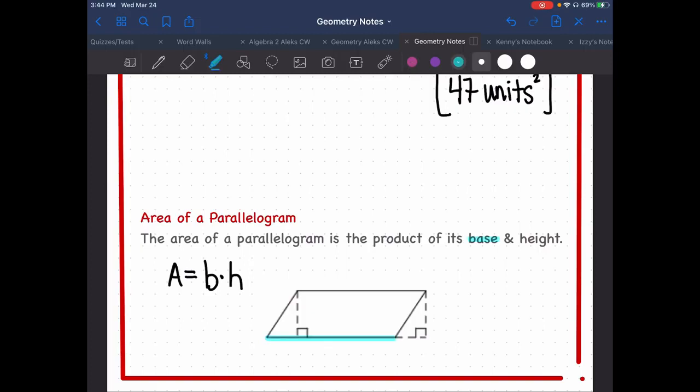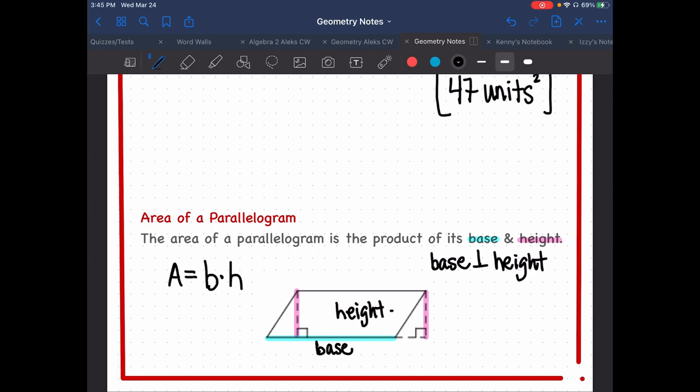Now, the base doesn't necessarily mean that it's sitting on it. The base, you have to go based on where the height is. And the height has to have a 90-degree angle. That's because your base and your height have to be perpendicular to one another. That's the only rule about it. So that makes the blue one my base, and it makes both of the pink ones the height.